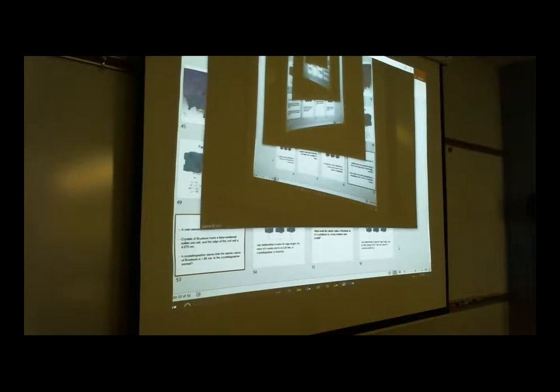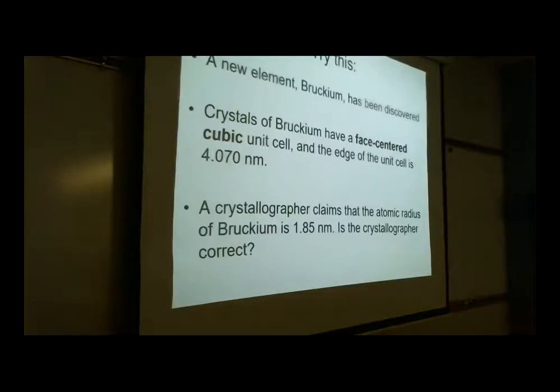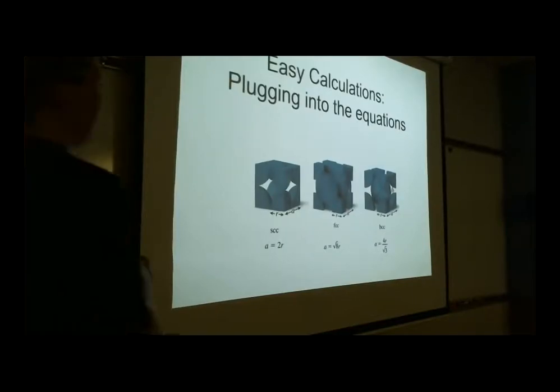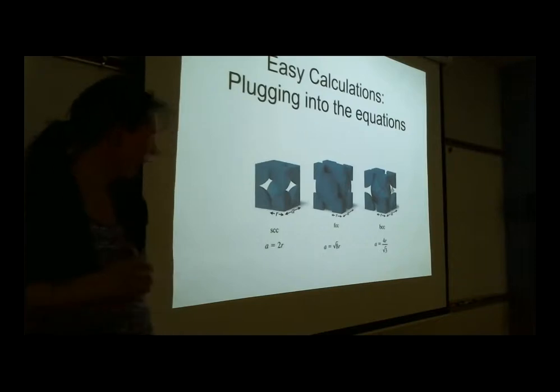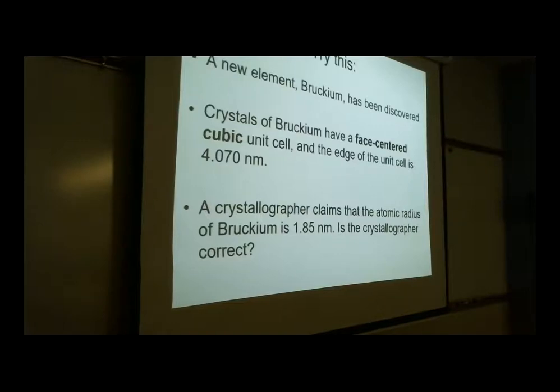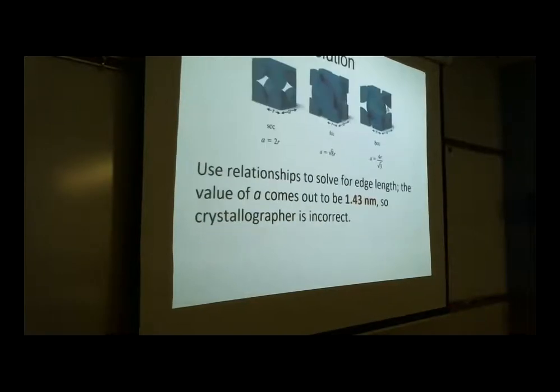All right, let's go over this and see if we got the same answer. So we are dealing with face-centered cubic. So which one is that? The middle one, right. A is equal to square root of 8 times R. So is the crystallographer correct? What did you get? Did you get 1.85 nanometers when you plug in? I didn't. I got 1.43. Do we agree? Do I need to go through the math, or is everybody good on how to do this?